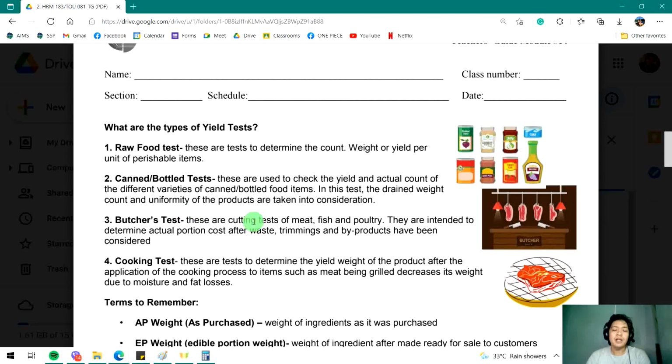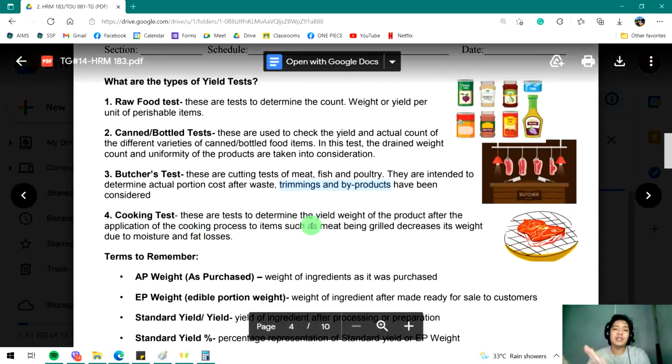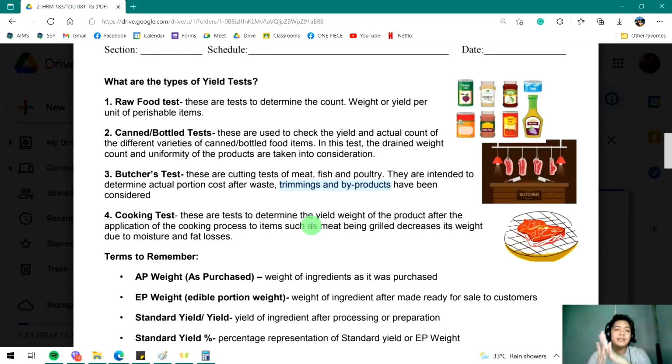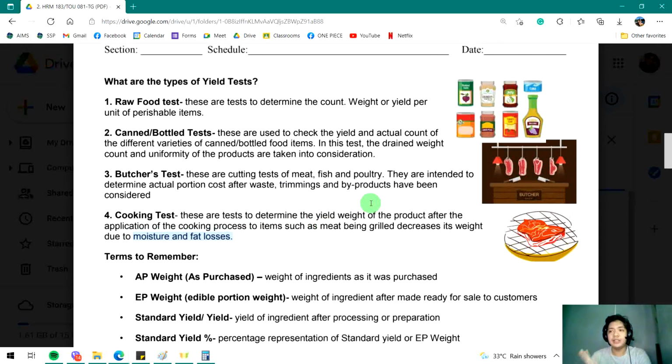Butcher's test, ayan, nandyan yung mga trimmings natin. Byproducts have been considered. Tatanggalin yung mga taba, mga silver skin, mga buto, or kung ano-ano pa. And then cooking test, dito papasok yung pagdecrease ng weight ng mga niluluto natin dahil nag-evaporate yung moisture and fat niya. Shrinkage ang tinatawag natin dito.